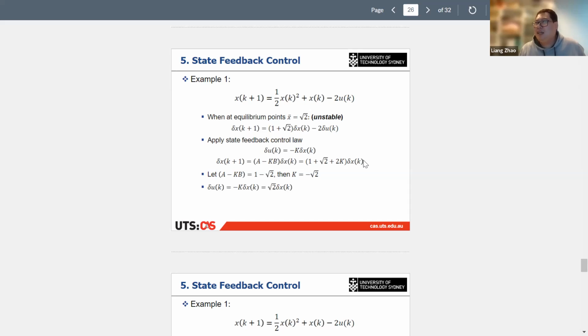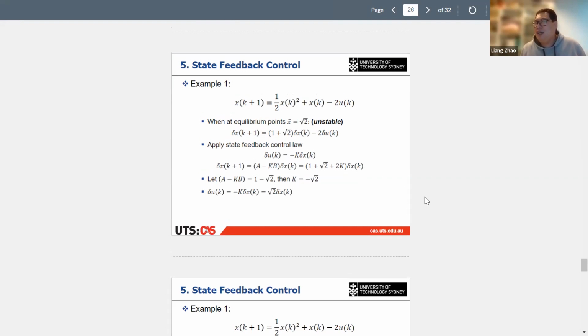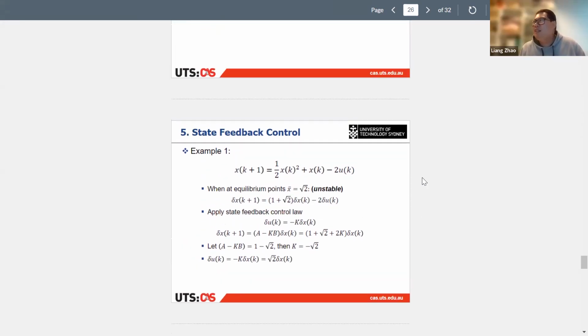Then you choose a proper k to make the new A matrix. The new A matrix is 1 plus square root of 2 plus 2k, right? So that's the new A. You want the new A to have eigenvalues between -1 and 1. In this case, because it's not a matrix, it's a scalar, you just make the number between -1 and 1. Then you make it stable.